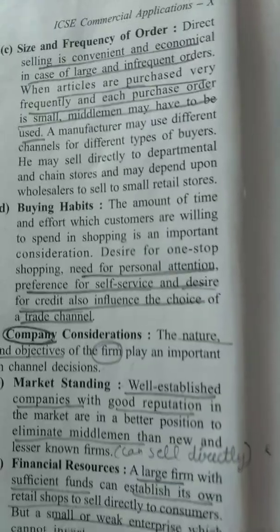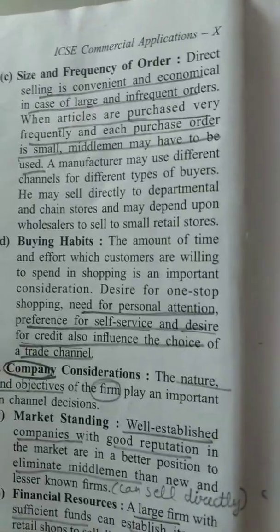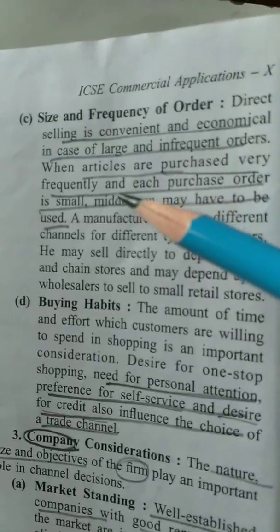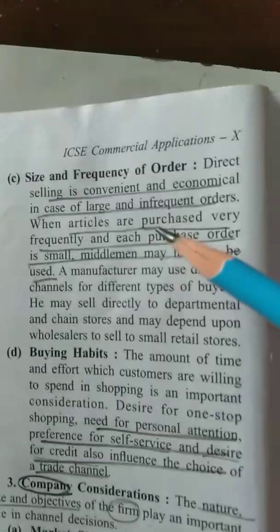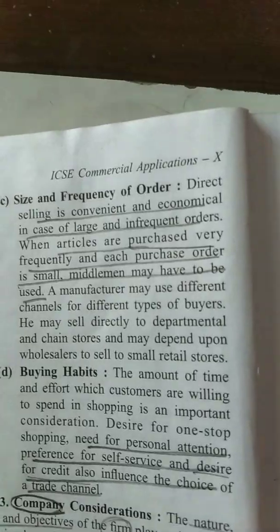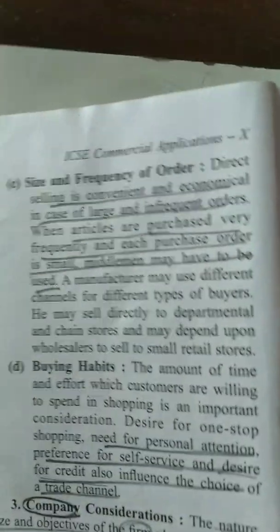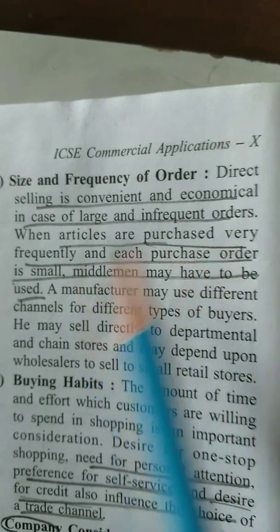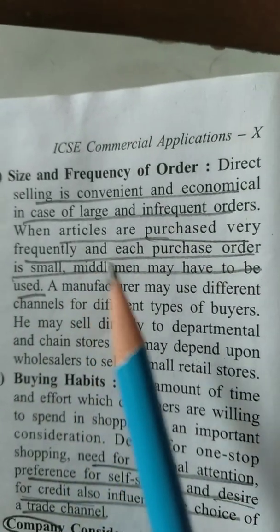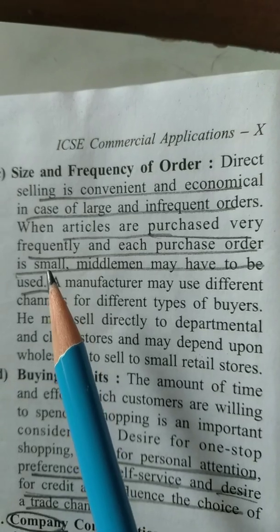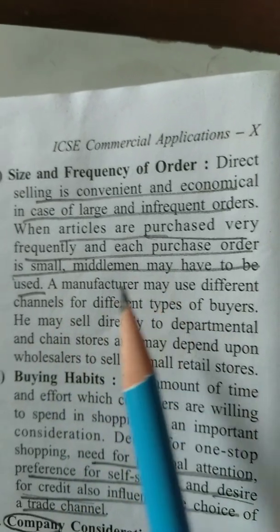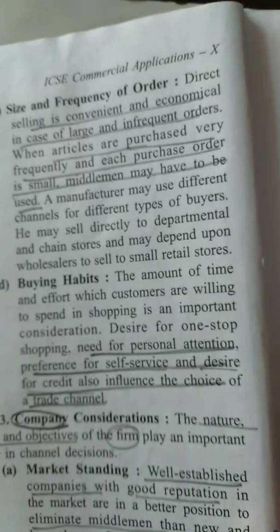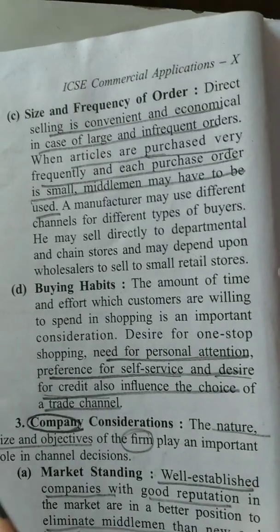The next is size and frequency of order. So direct selling is convenient, or it can be opted for in case of large and infrequent orders, means orders are of bulky products and orders are infrequent, means they are not frequently sent or quickly sent. Whereas when articles are purchased very frequently and orders are small, then middlemen are appointed so that they can take the products to the consumers. Then coming next to the buying habits.